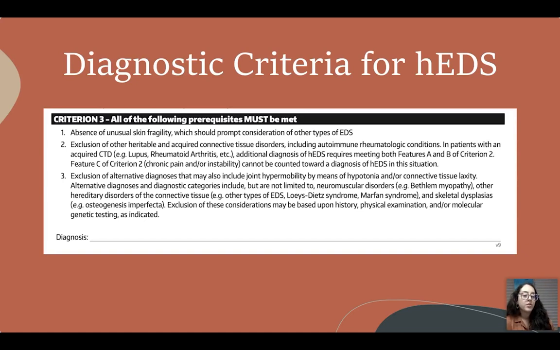And then the third is exclusion of alternative diagnoses that may also include some of these main features like joint hypermobility. And so that's that third part of that criteria.